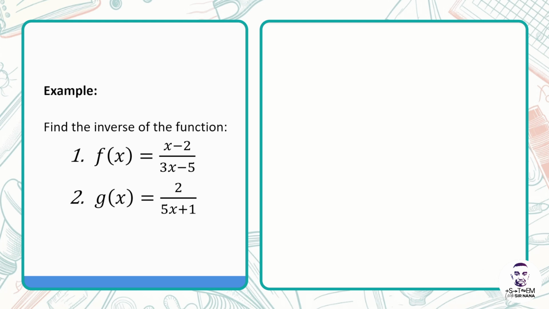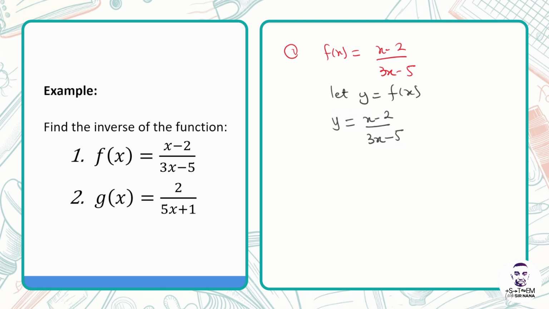So the first function is f of x equals x minus 2 all over 3x minus 5. So we can say, let y be equal to the function f of x. This implies that y is equal to x minus 2 all over 3x minus 5. Then the next step, we say interchange the variables.